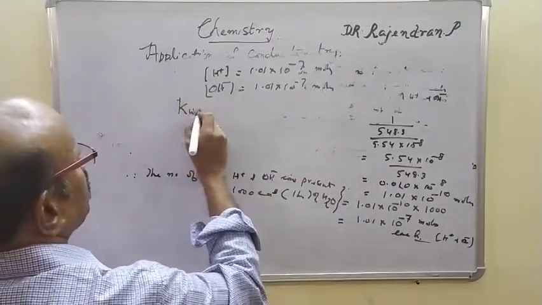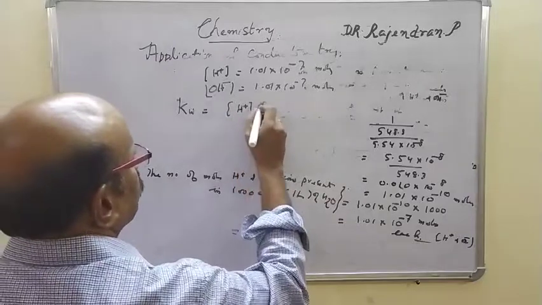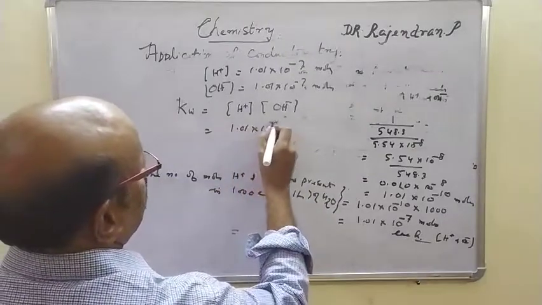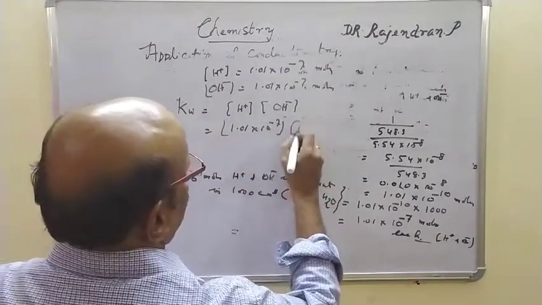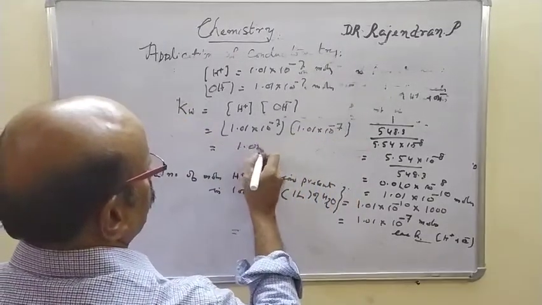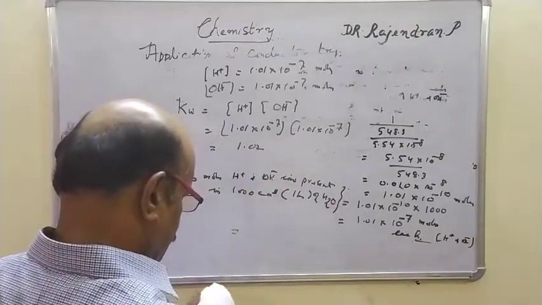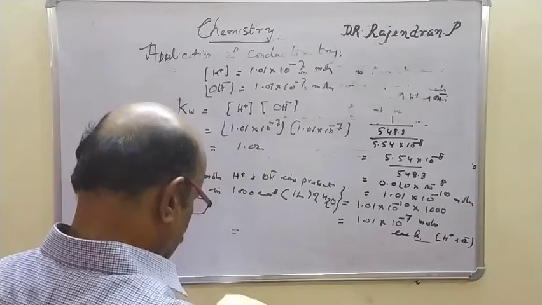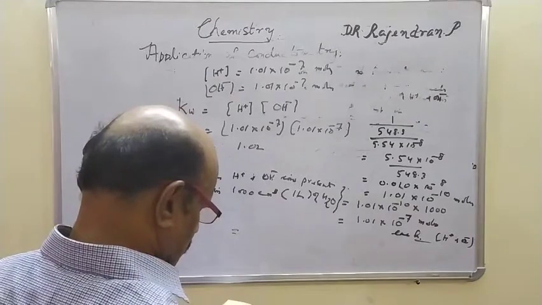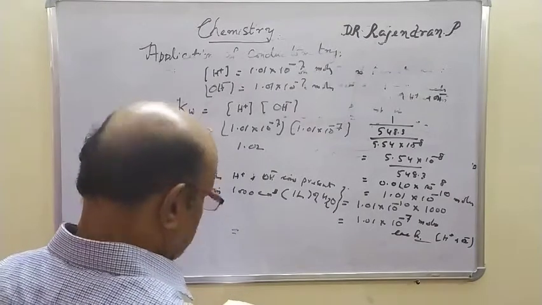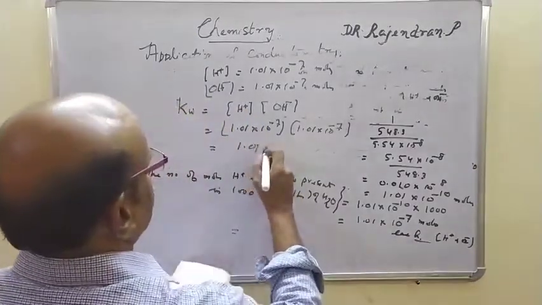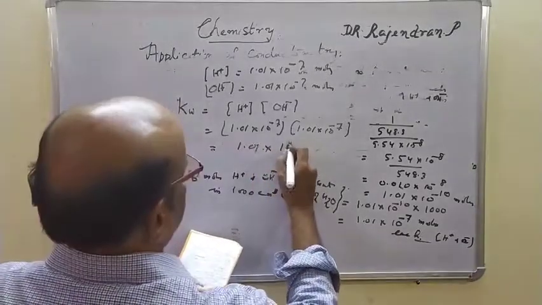Therefore Kw is equal to H plus into OH minus. Now it is equal to 1.01 into 10 raised to minus 7 into 1.01 into 10 raised to minus 7. That is equal to 1.02 into 10 to the power of, sorry, 1.01 into 10 to the power of minus 14.